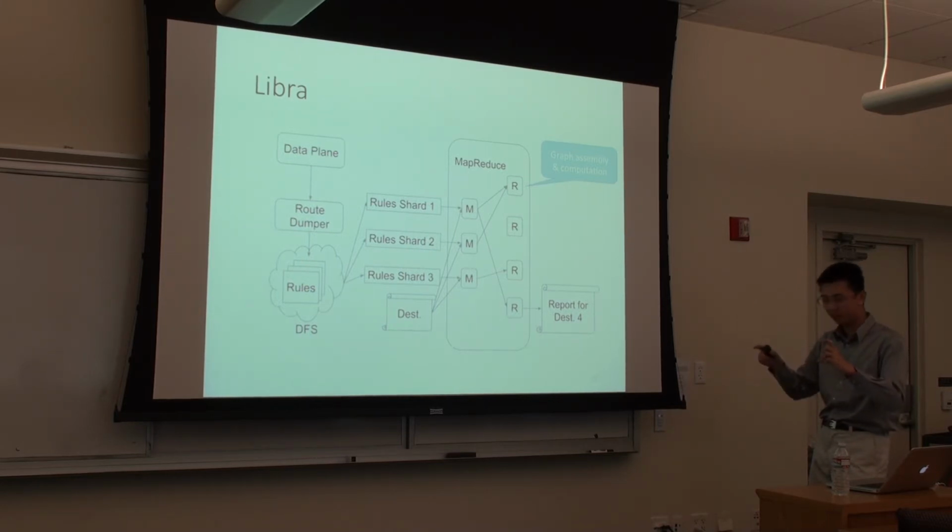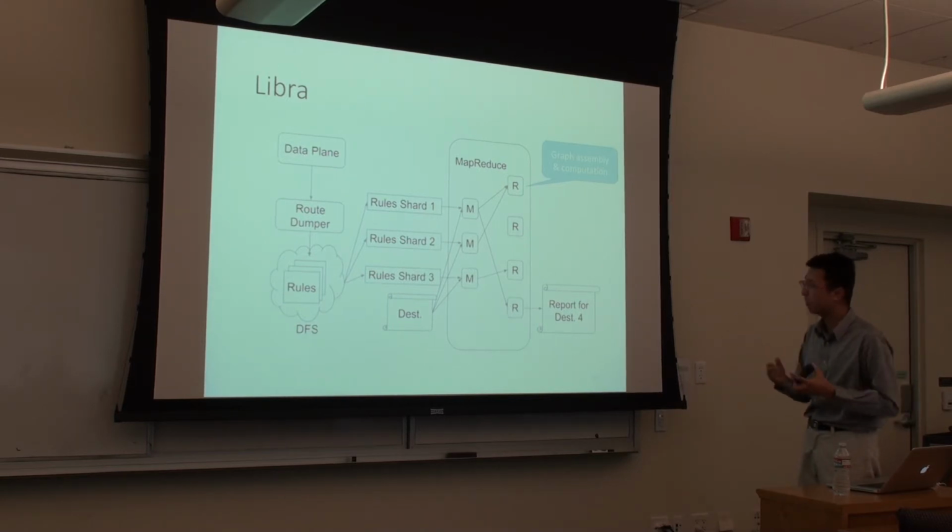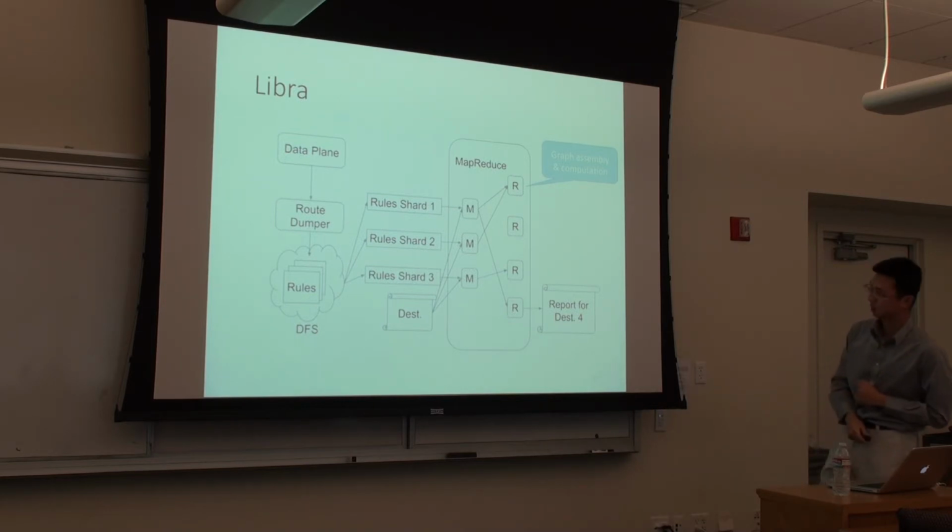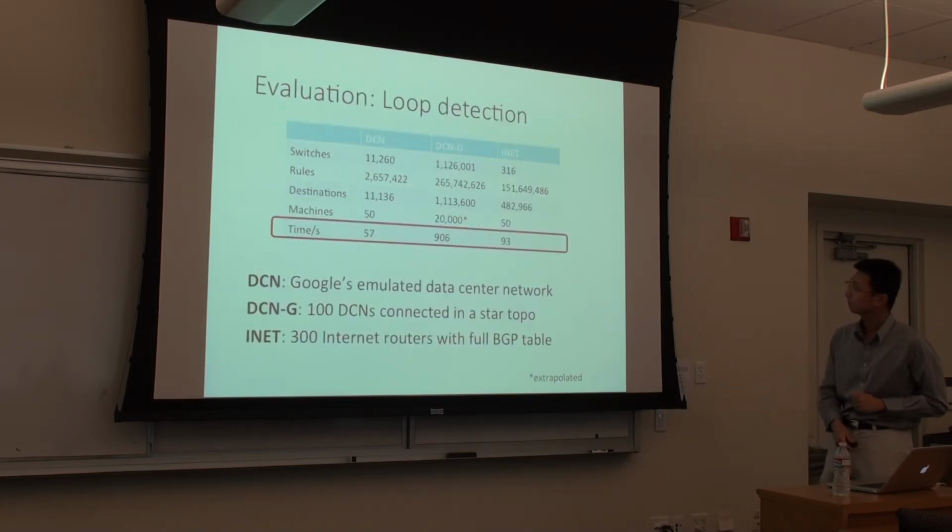In this particular case, the intermediate results sharing the same destination are all relevant rules. The reducers can assemble the forwarding graph and do this graph computation in parallel. So here all the mappers and reducers are running in parallel, just like any MapReduce application.